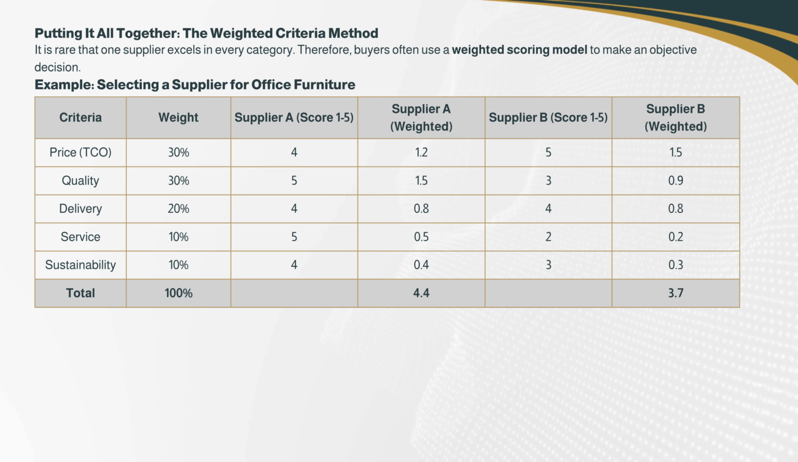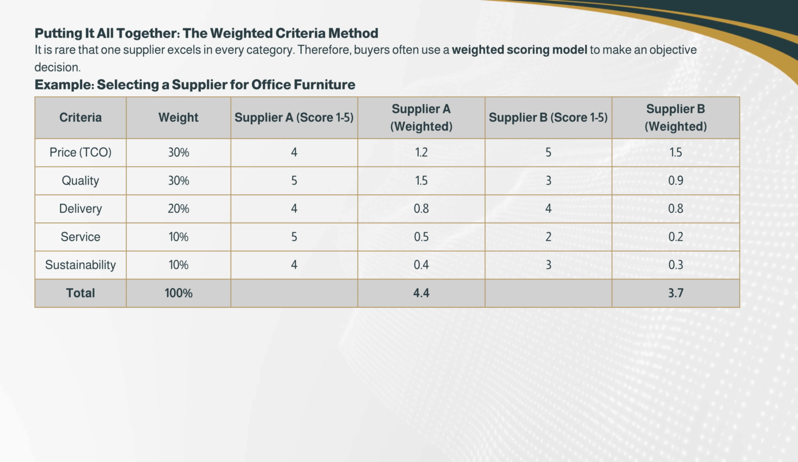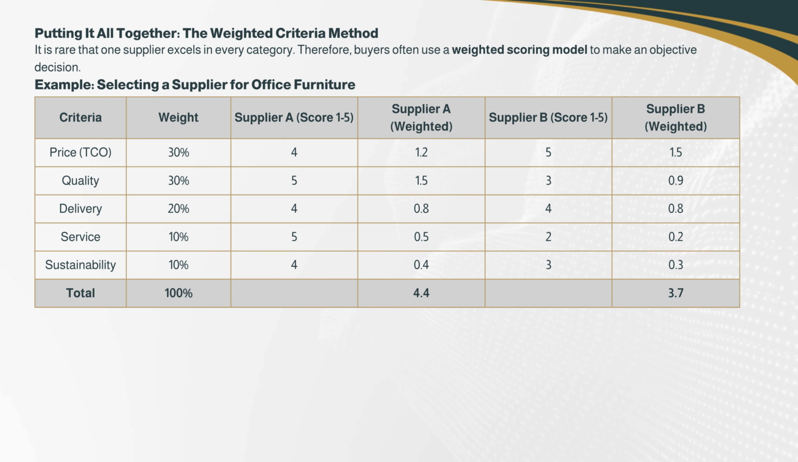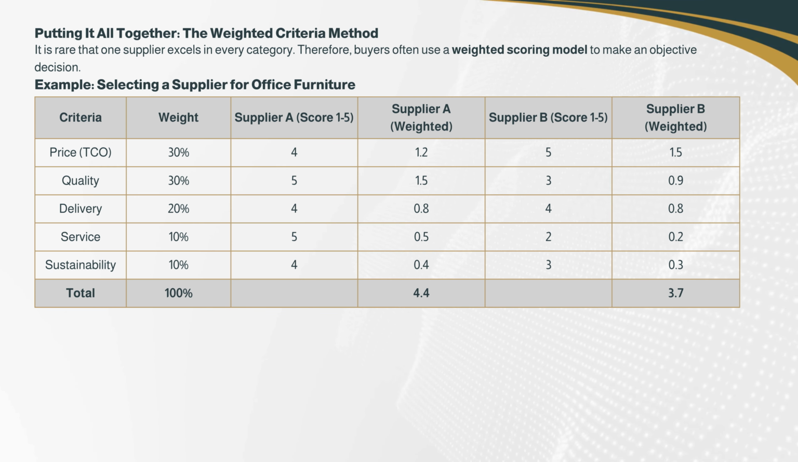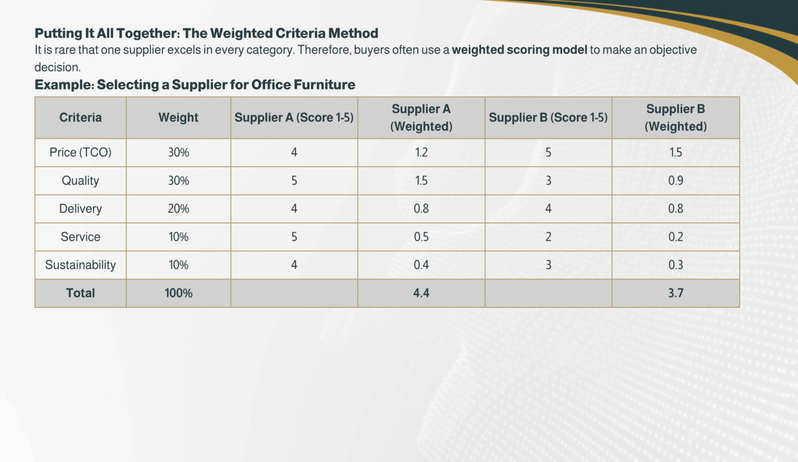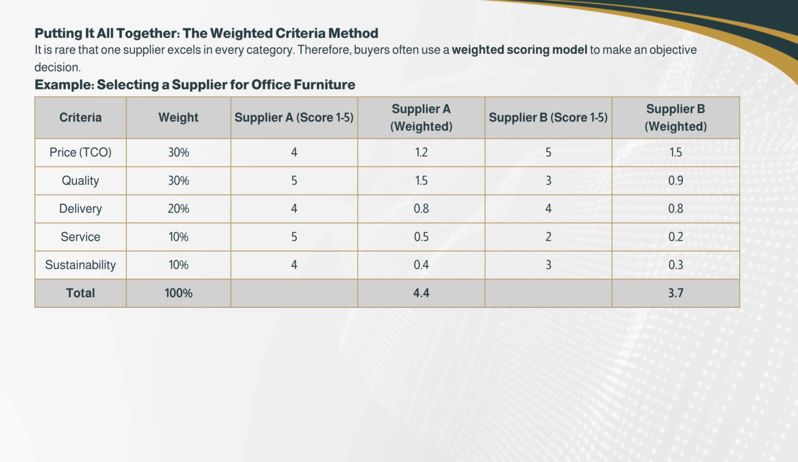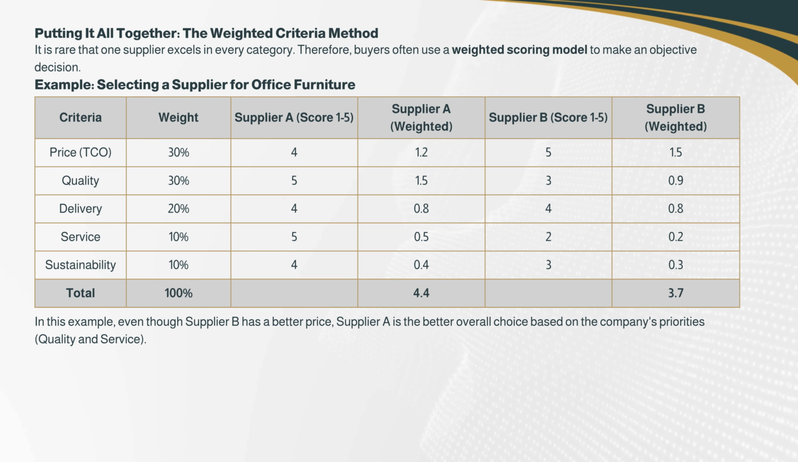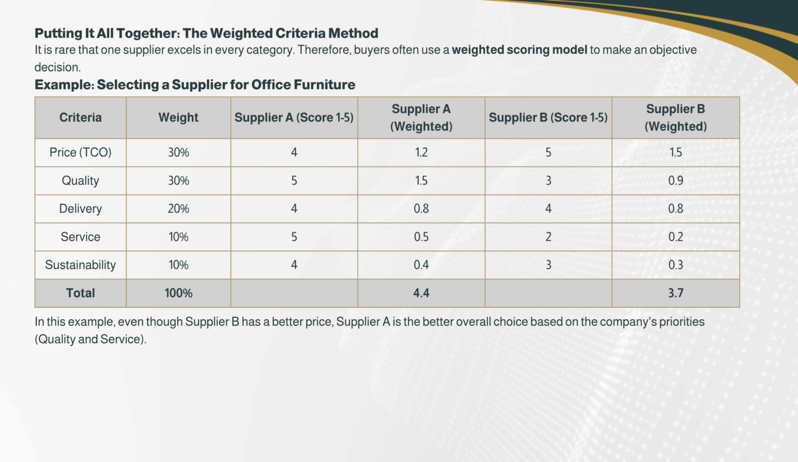Criteria, weight, Supplier A score from 1 to 5, Supplier A weighted, Supplier B score from 1 to 5, Supplier B weighted. Price, TCO, 30%: Supplier A 1.25, Supplier B 1.5. Quality 30%: 5, 1.5, 3, 0.9. Delivery 20%: 4, 0.8, 4, 0.8. Service 10%: 5, 0.5, 2, 0.2. Sustainability 10%: 4, 0.4, 3, 0.3. Total 100%: 4.4, 3.7. In this example, even though Supplier B has a better price, Supplier A is the better overall choice based on the company's priorities, quality and service.